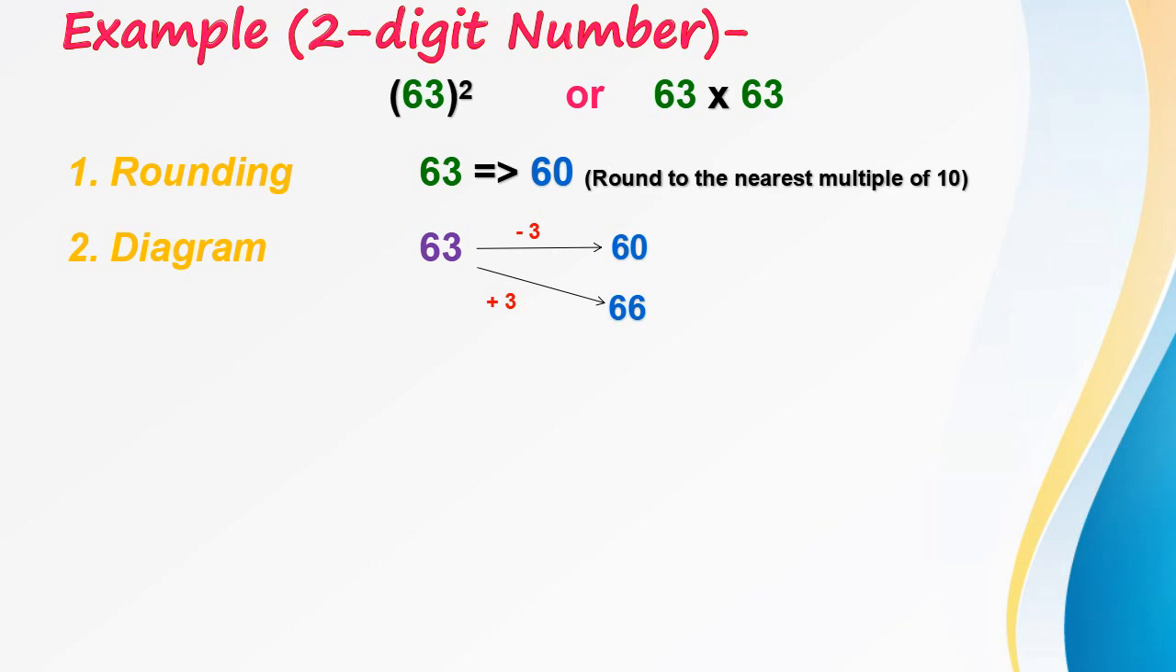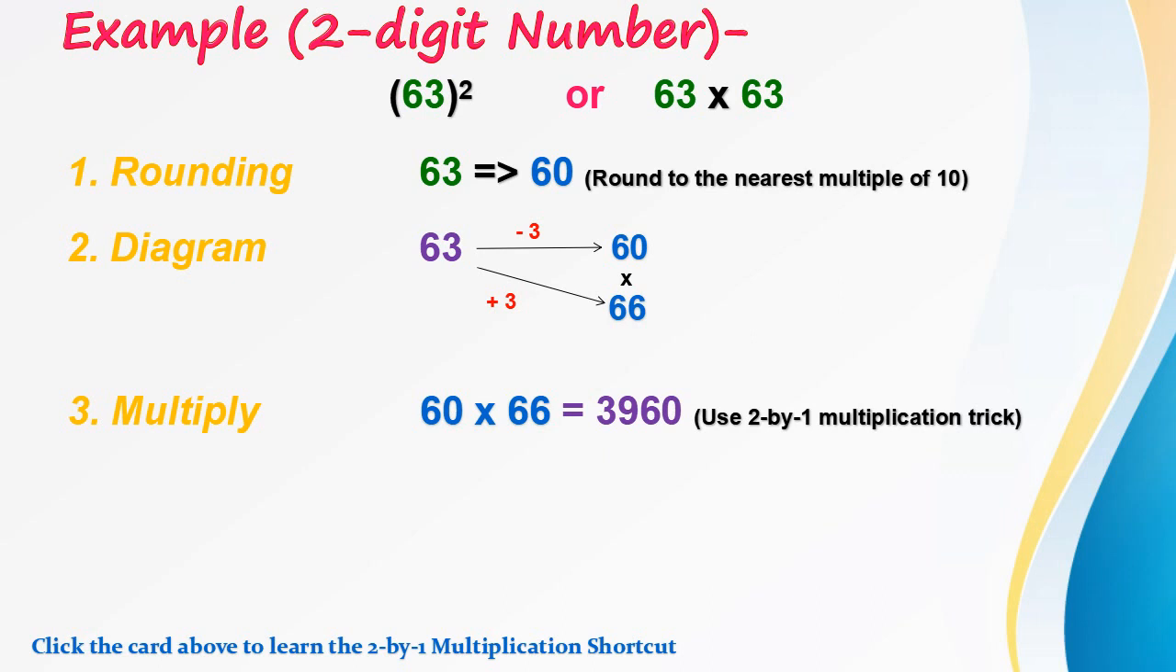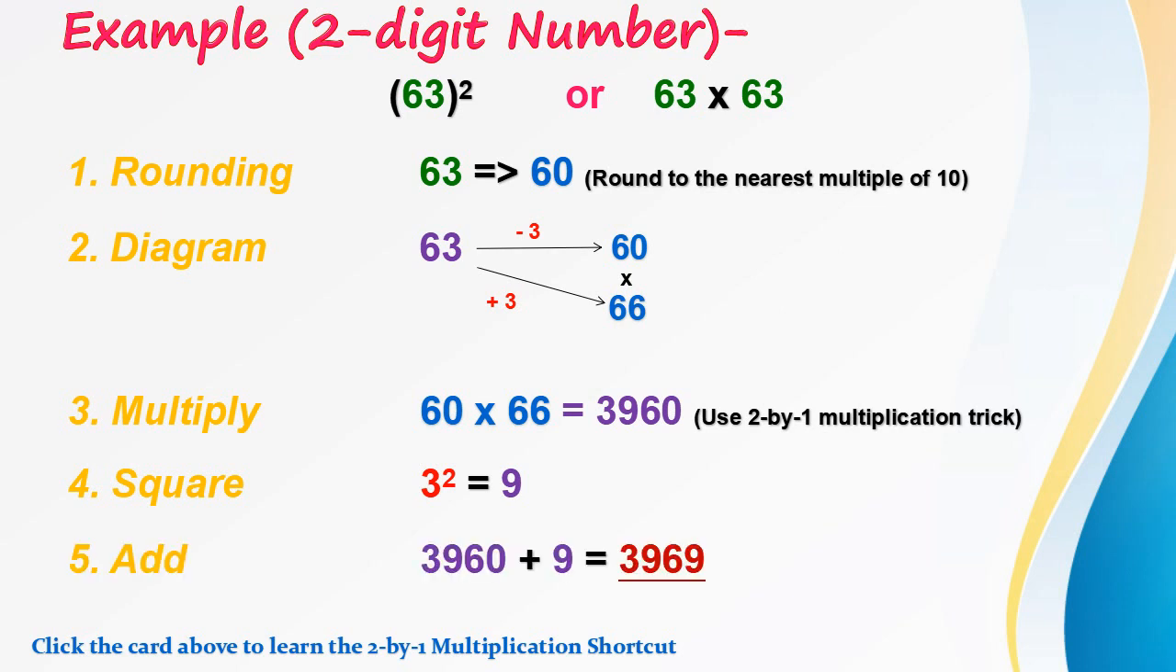Now let's do step 3, that is multiply 60 and 66. So 60 into 66 is equal to 3960. Then step 4, we will square 3. 3 square is equal to 9. Finally, we will add 9 to 3960 and voila! The square of 63 is 3969. Wasn't that a piece of cake to do?